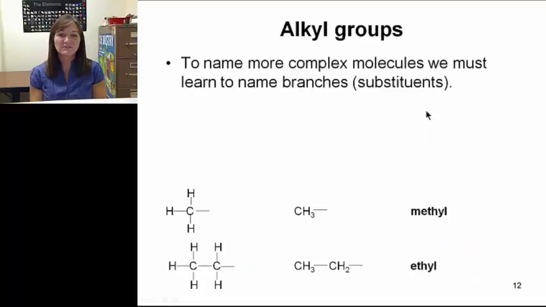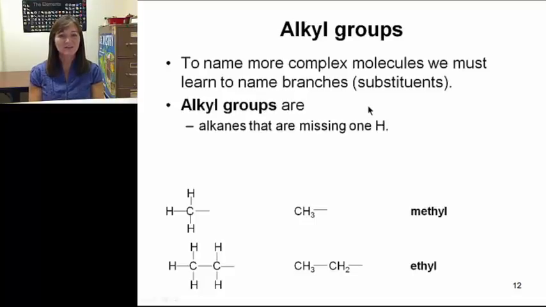So alkyl groups. To name more complex molecules, we must learn how to name the branches. Branches are also called substituents. Okay, so naming the branches. Alkyl groups are alkanes that are missing 1 hydrogen. So if we started off with, let me show you. Let me put down methane here, because methane we've talked about. Methane, meth means 1 carbon. And ANE means it's a hydrocarbon, so we're going to put on all these hydrogens.